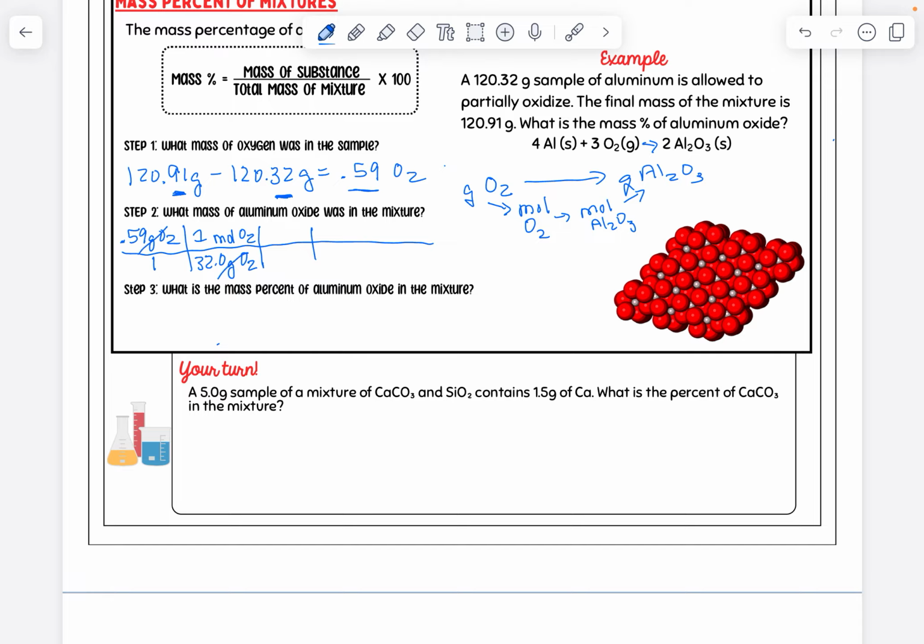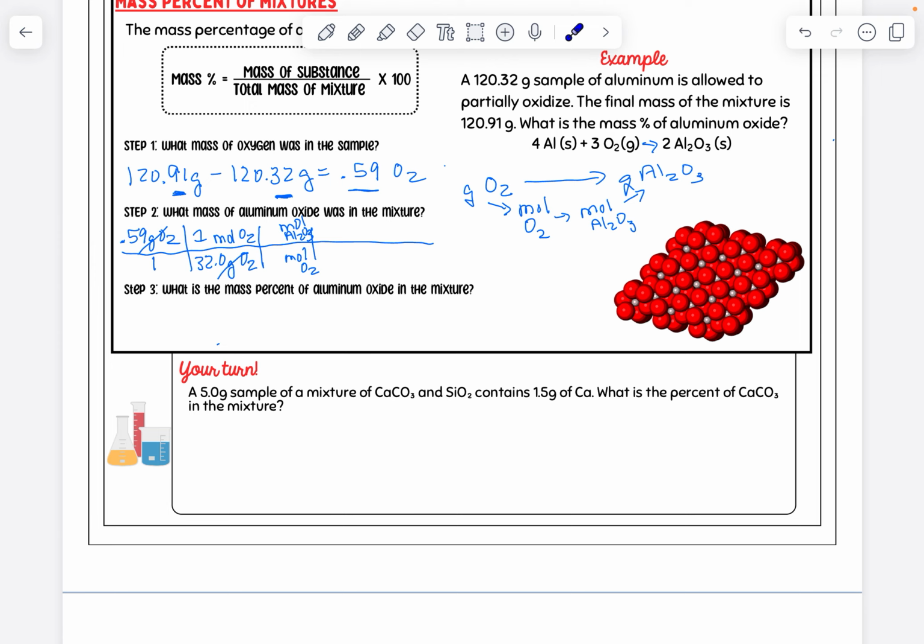And now I'm left with moles of oxygen, but I want to get rid of moles of oxygen, so I put that in my denominator. And I want to convert to moles of aluminum oxide. And I can do that by looking at my balanced equation.